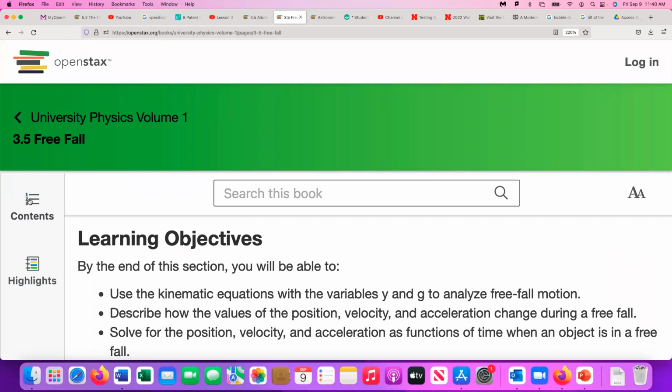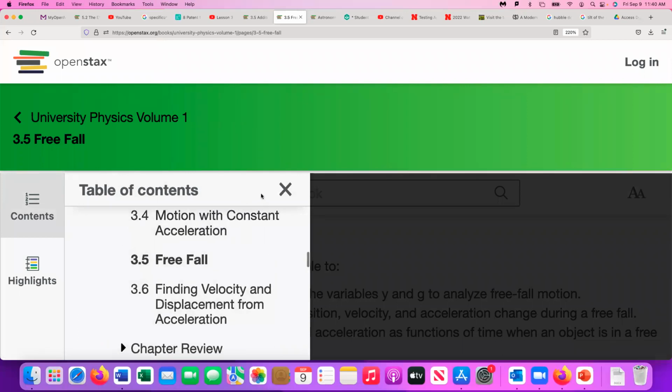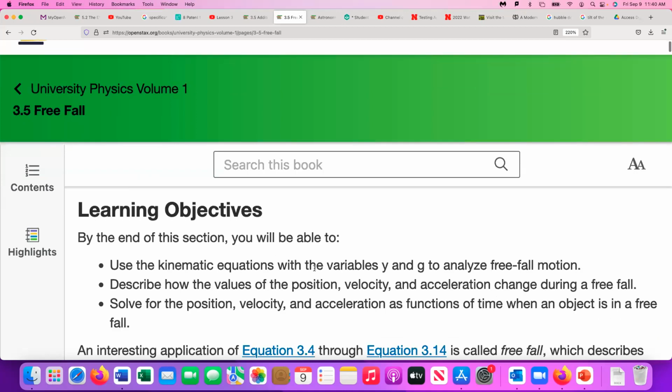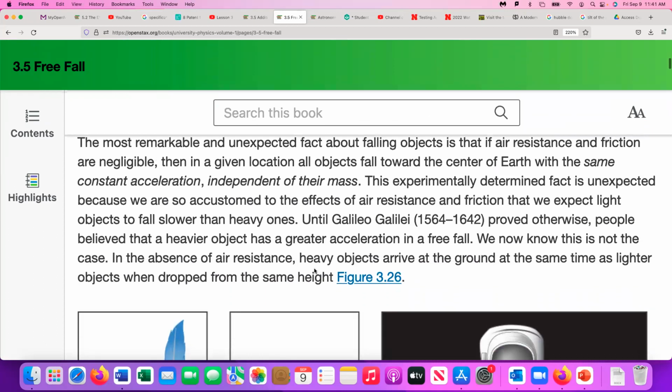So section 3.5, which is nearly to the end, is free fall. In free fall, you're just dropping something, and the acceleration in free fall is known. Assuming there's no air friction or anything slowing down an object in free fall, then the acceleration is equal to 9.8 meters per second squared downwards towards the center of the Earth. And since we normally consider up to be positive, that constant acceleration from gravity would be equal to negative 9.8 meters per second squared. So that's usually the case.